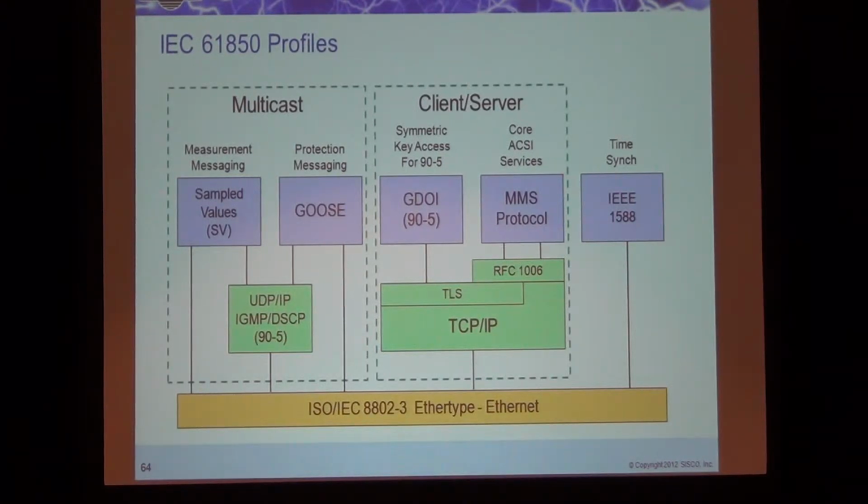And then for the client-server communications, for the core services, which are the control functions, the reporting, the polling functions, they use the MMS protocol over a profile called RFC1006, which runs over TCP/IP, and over Ethernet for communications between clients and servers. Now, I also show TLS in there, Transport Layer Security. This is used for encryption and authentication, so there is a profile where you can use those client services over a secured link. And for multicast, we have a couple of new profiles that are available.